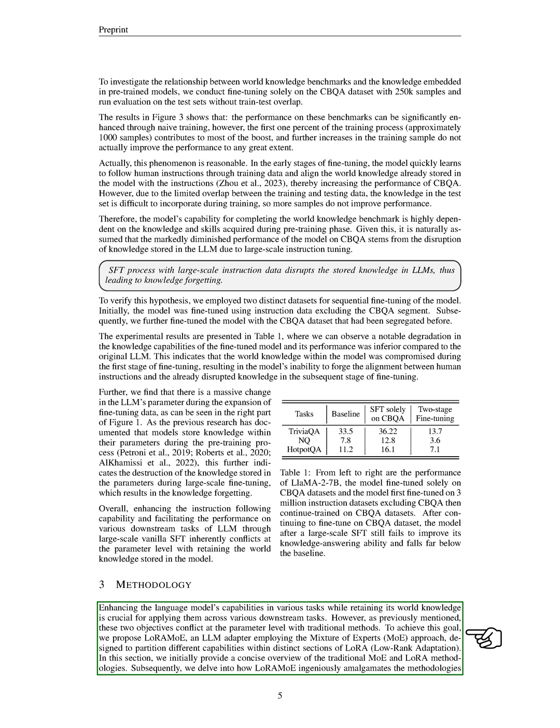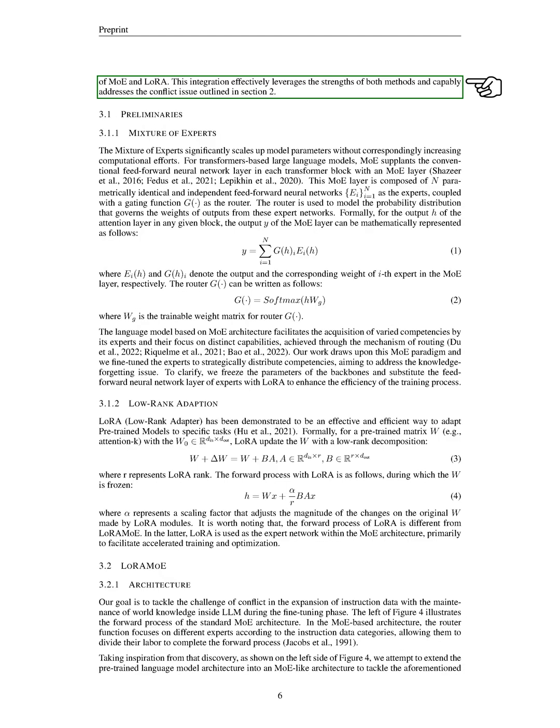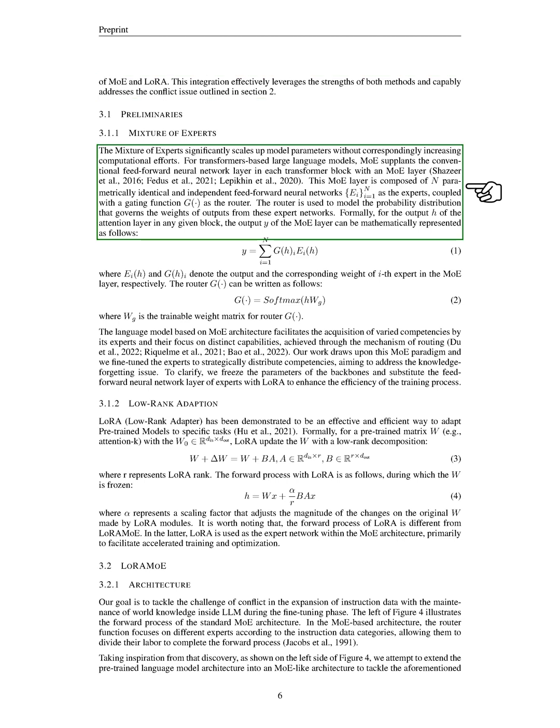First, let's briefly discuss the traditional MoE and LoRA methods. Then, we'll explain how LoRAMoE combines these two methods to leverage their strengths and resolve the conflict issue. The mixture of experts method allows for a significant increase in model parameters without a corresponding increase in computational effort. For large language models based on transformers, MoE replaces the standard feed-forward neural network layer in each transformer block with an MoE layer. This layer consists of n identical and independent feed-forward neural networks, known as experts, along with a gating function that acts as a router.